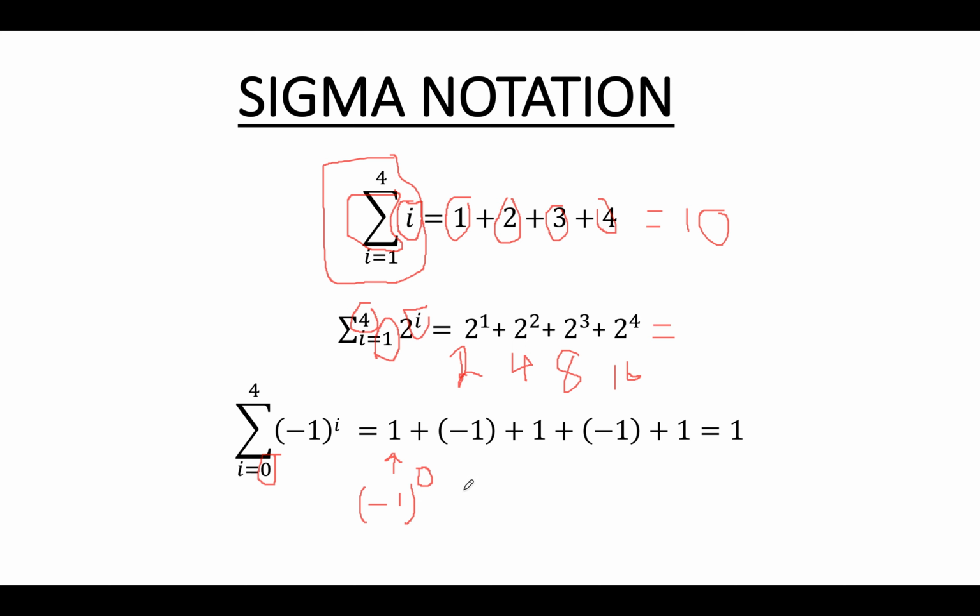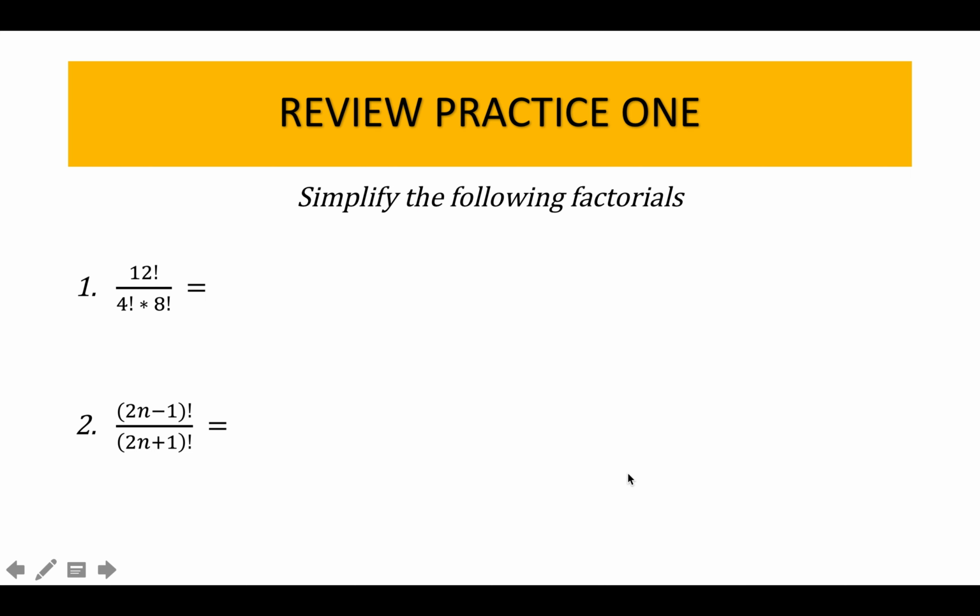Then the next one. -1 raised to the 1st power. When you raise -1 to an odd number, you get a negative number back. Then the next one, -1 to the 2nd power. When you raise -1 to an even number, you get a positive number back. And the trend goes on all the way. And then you combine them and you get 1.